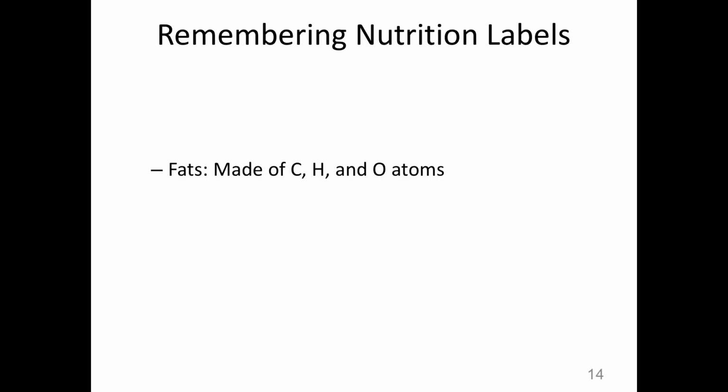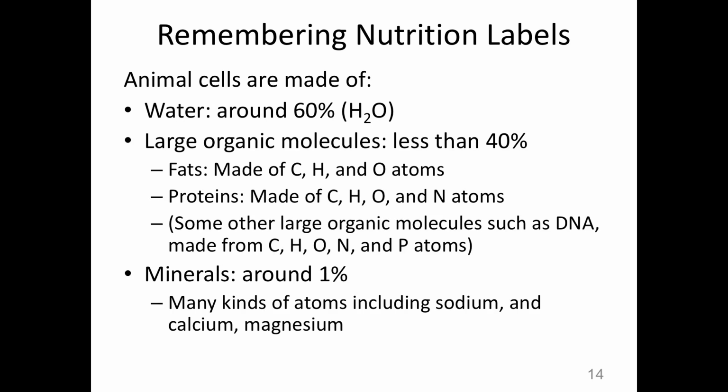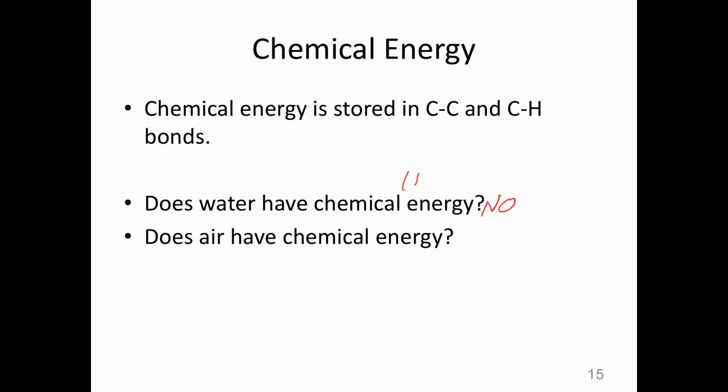Remember your nutrition labels. Fats are made up of carbon, hydrogen, and oxygen atoms. Animal cells are made of mostly water, but they also have the large organic molecules, which are less than 40%: your fat, your protein, and other organic molecules, including DNA. And then there's a small amount of minerals as well. Chemical energy is stored in C-C and C-H bonds. Does water have chemical energy? I think we understand that. No, there's no energy in that because that's H2O, and you don't have those bonds in that molecule. That does not qualify for having C-C and C-H bonds.